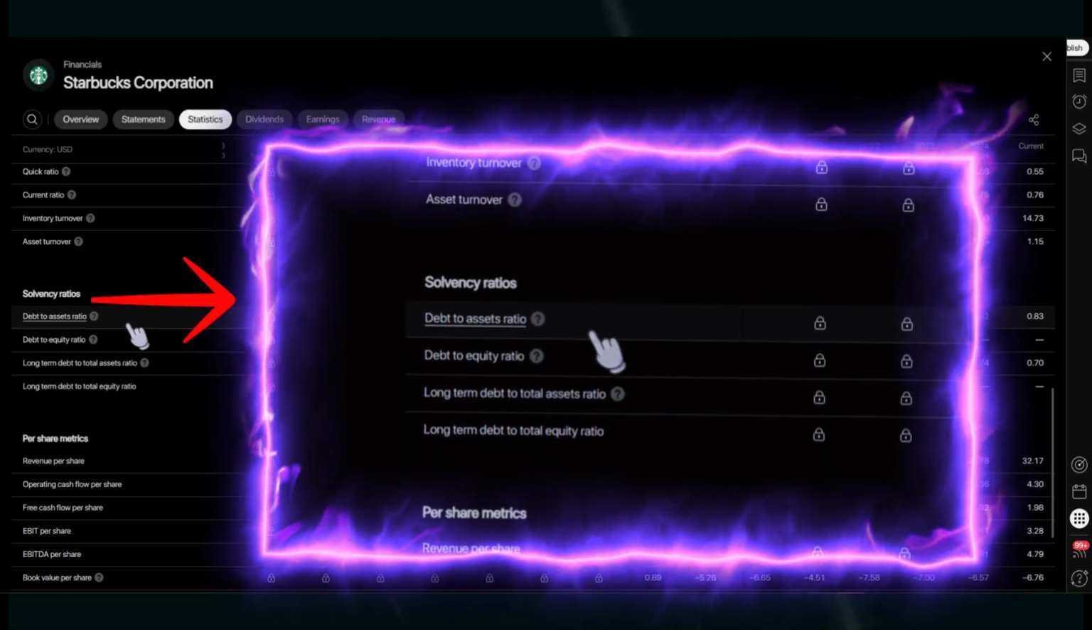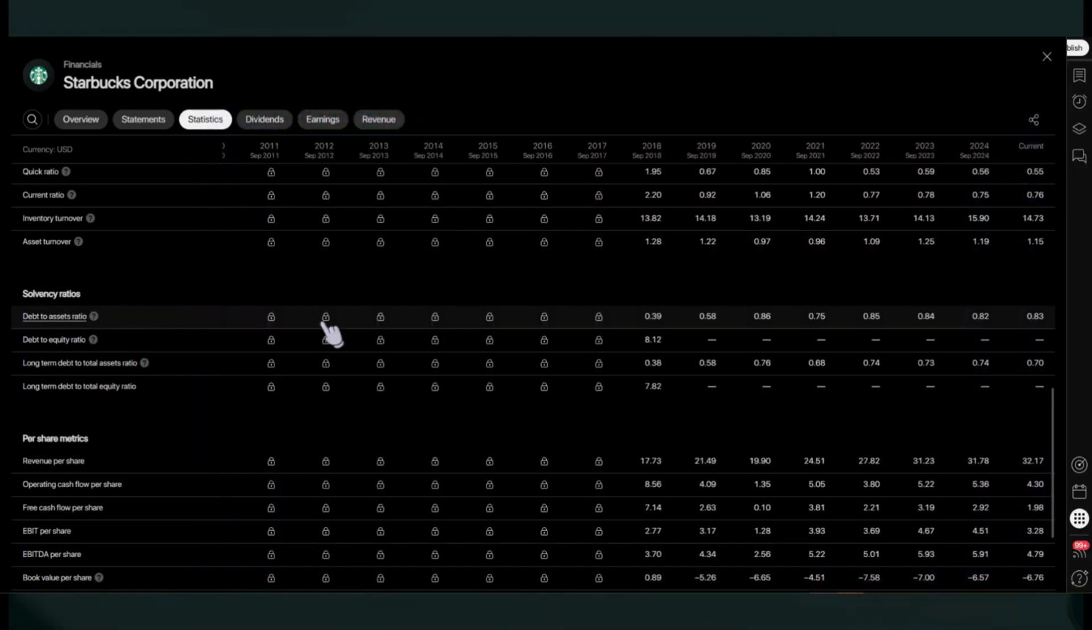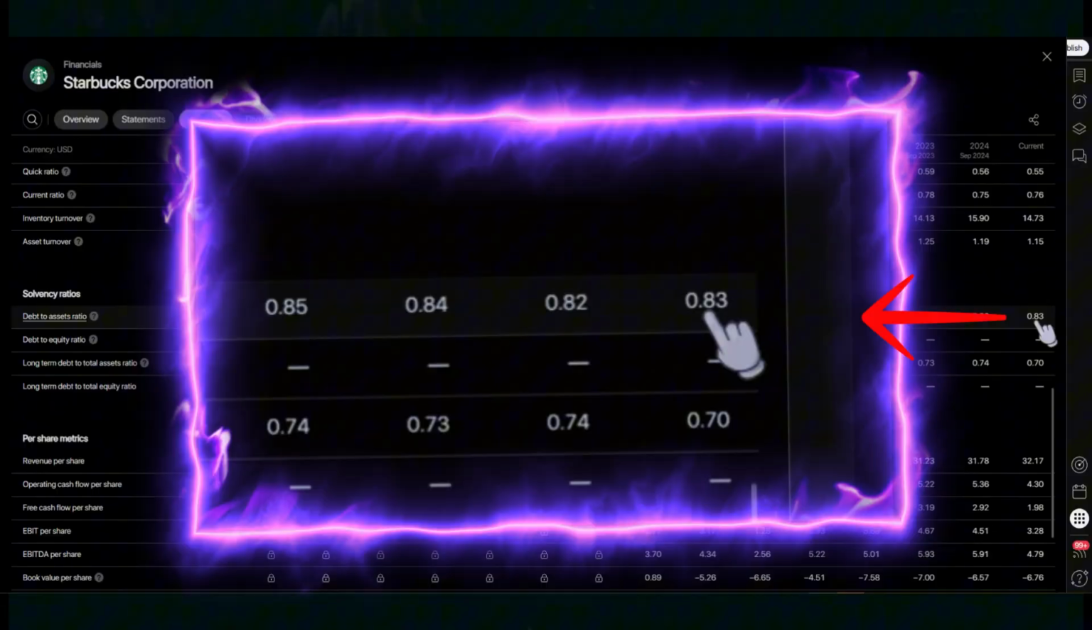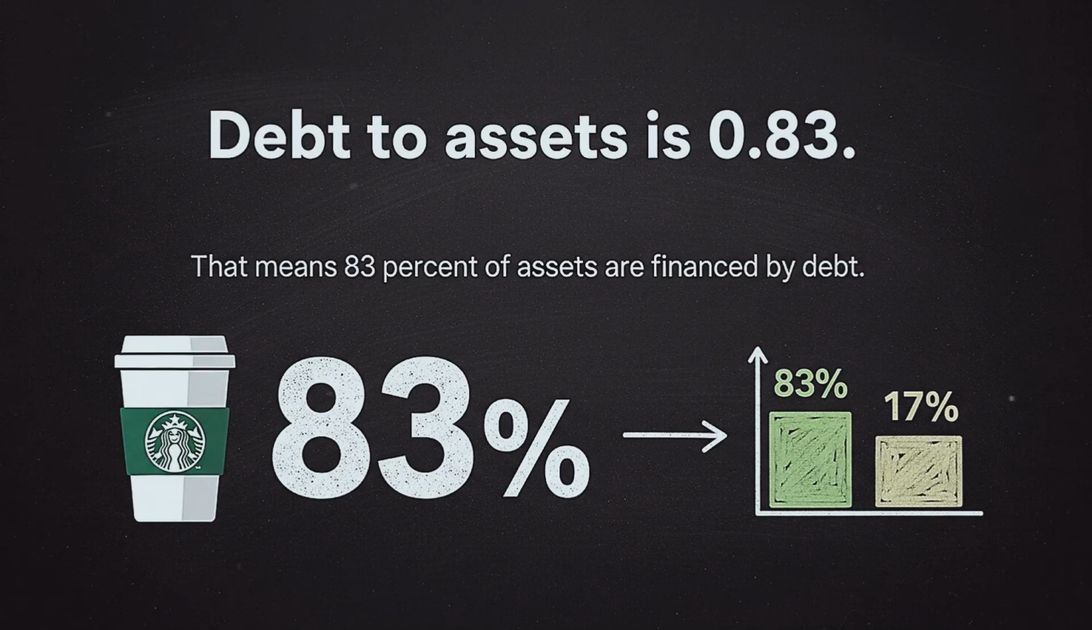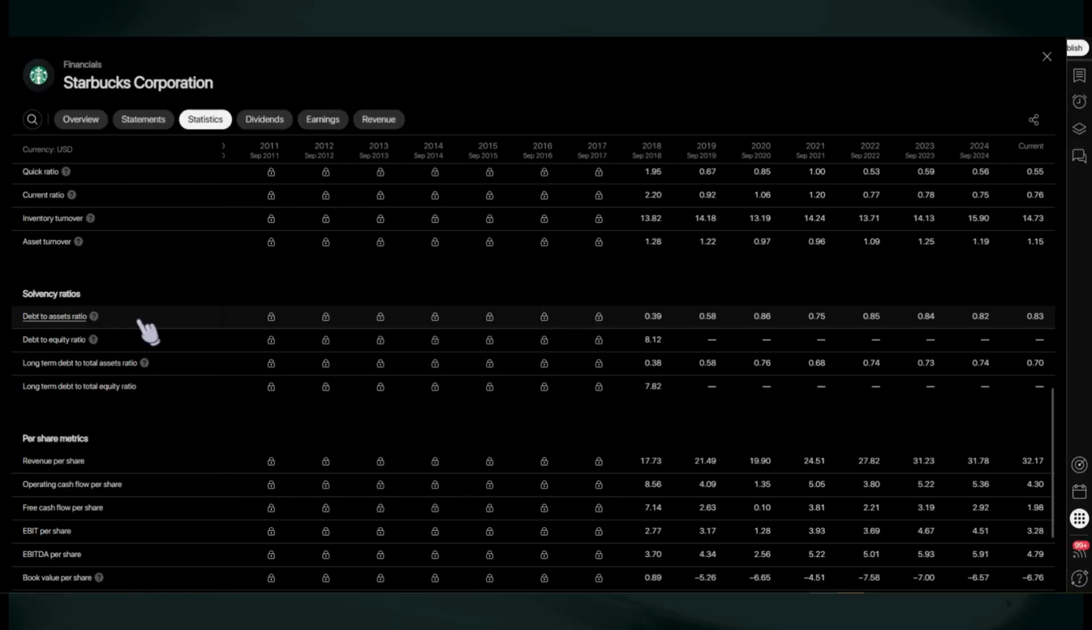These tell you about long-term financial health. Debt to assets is 0.83. That means 83% of Starbucks' assets are financed by debt. That's high. The company is leveraged pretty heavily.